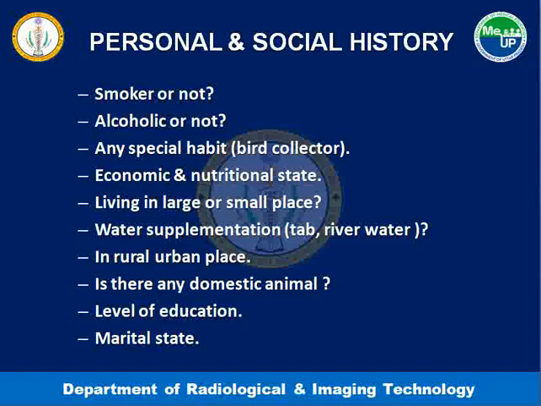Personal and social history includes whether the patient is a smoker or not, alcoholic or not, whether they have any special habit, such as bird collecting. What is the economic and nutritional state of the patient? Living in a large or small place? Water supply: tap or river water? Residing in a rural or urban place? Is there any domestic animal? Level of education. Marital state.